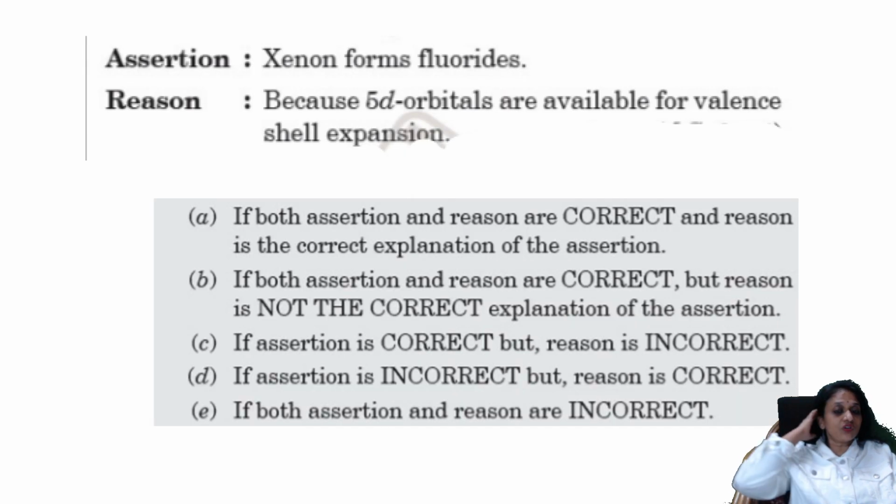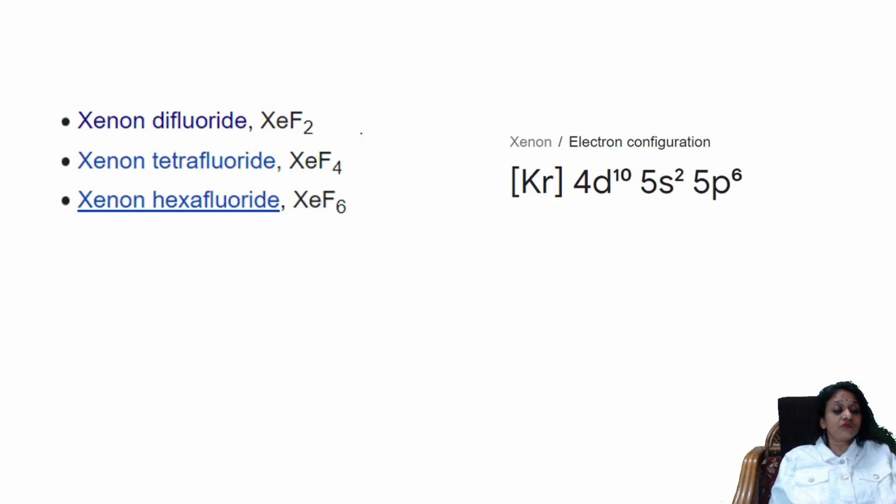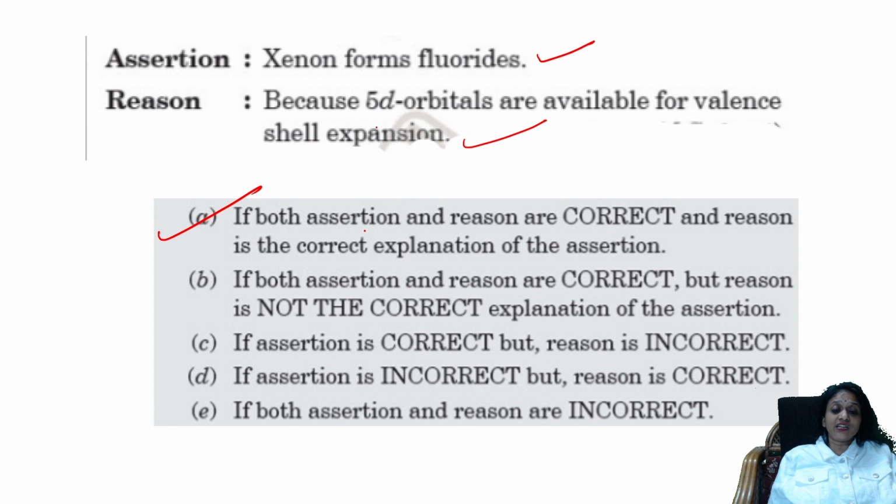Next thing. Xenon forms fluorides because 5d orbitals are available for valence shell expansion. According to this, yes, it's right, because xenon has 5d orbitals for expansion. Both are talking about the same thing. See here, xenon forms more fluorides. Compared to everything, xenon forms the most number of fluorides. So the assertion is right. Then they said because 5d orbitals are available for valence shell expansion.